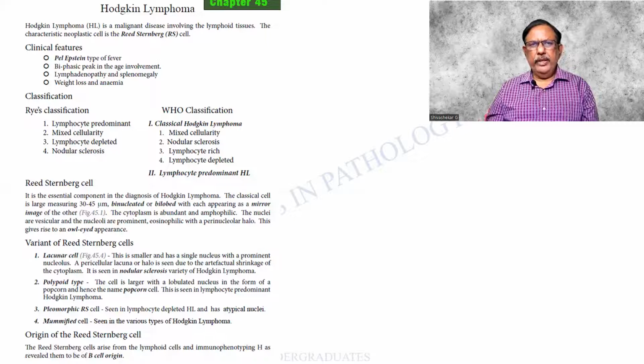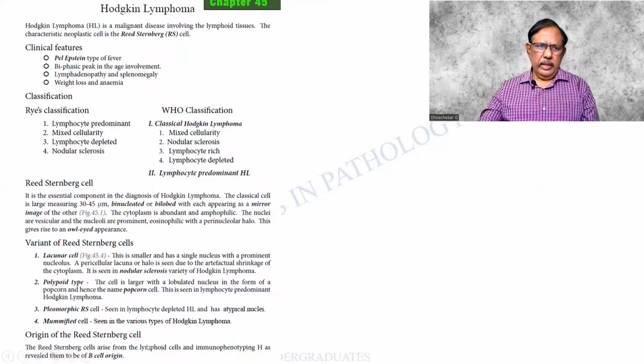Robbins and your other textbooks will be giving you the various types of the Reed-Sternberg cells. Any of this can be asked as a question. Lacunar cells are seen. So even otherwise, if Hodgkin's comes as a question for you, the student who mentions the variations or the variants will definitely score the marks.